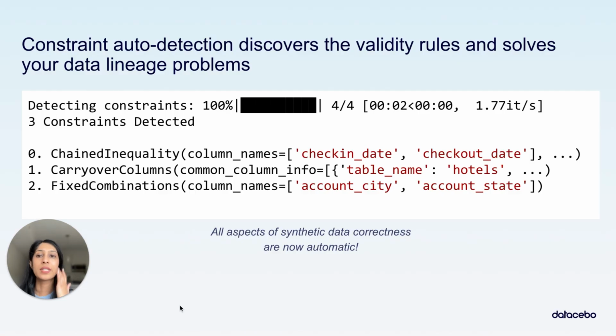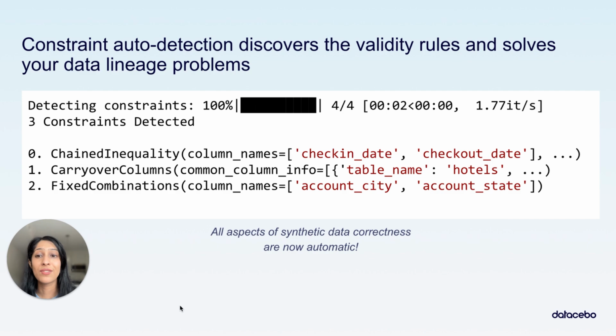So in the code box, I'm showing what the algorithms can find. Auto-detecting constraints here means that the algorithms are automatically finding those templates, those constraint classes that are relevant to your dataset, and it's filling them in with your specific tables and columns.